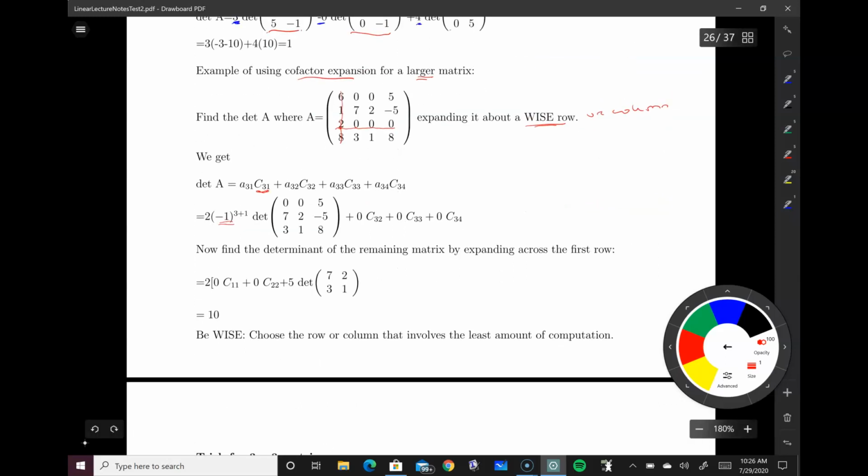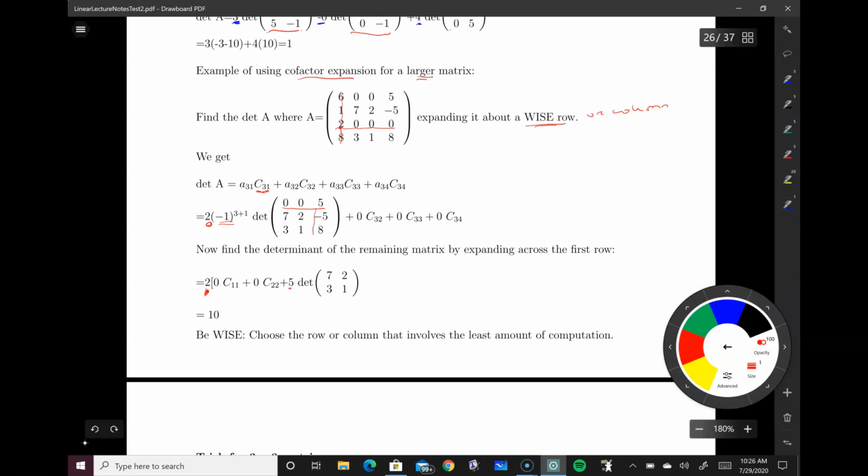Okay, so now in order to find the determinant of this matrix, I'm going to expand about this row. So keeping this 2 out in the front, right? This 2 right here is this 2 here. So I'm going to have 0, 0, and then finally I have this. So this is positive, negative, positive 5. So I put the zeros in there for effect. So positive 5 times the determinant of the 7, 2, 3, 1 matrix.